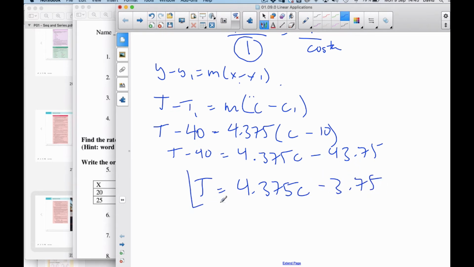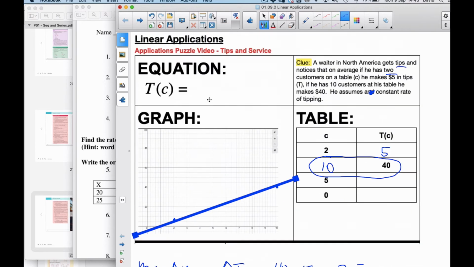And so this is a linear equation, or linear function, that relates the number of customers to the tips. So I get 4.375 C, not equals, plus 3.75. So there is my equation.